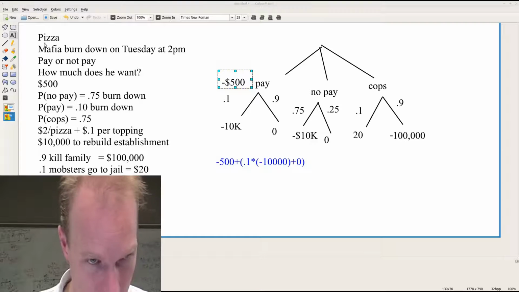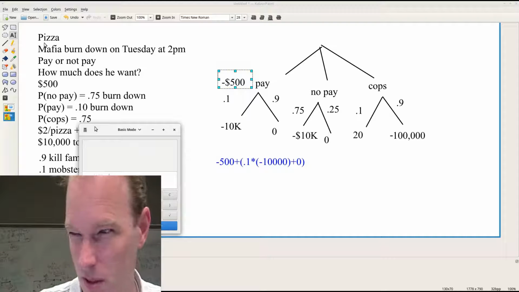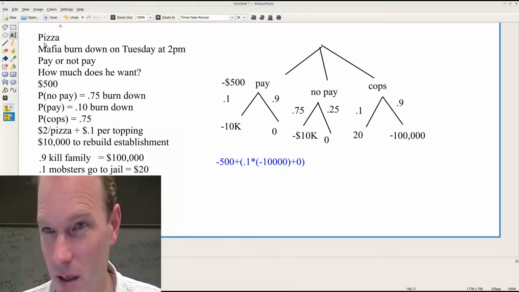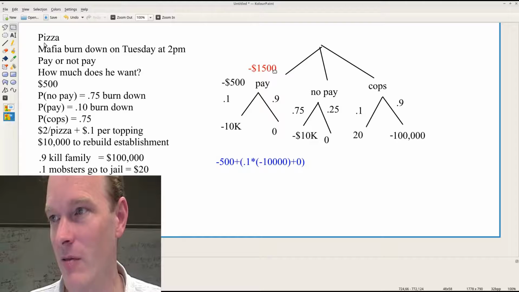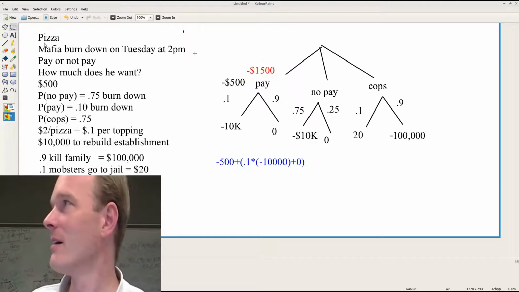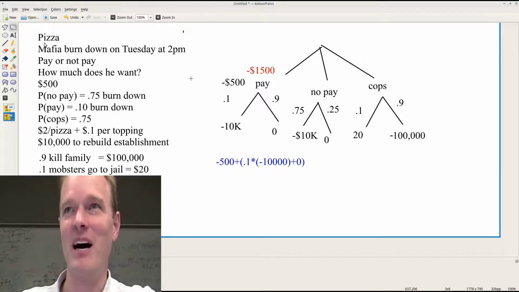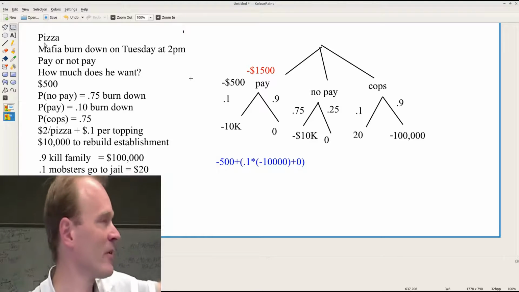And the utility of that is minus 500 plus 0.1 times negative 10,000, negative 1,500. The utility of paying is negative 1,500. Is that good or bad? That's bad. You live in a sucky world where on average you're going to not do worse than 0. Hopefully your pizzas are bringing in more than that.